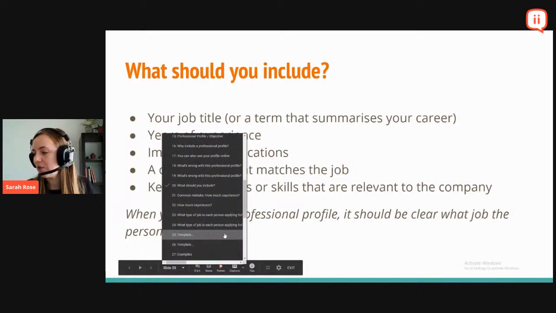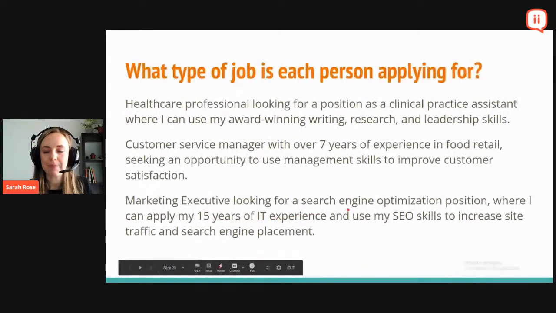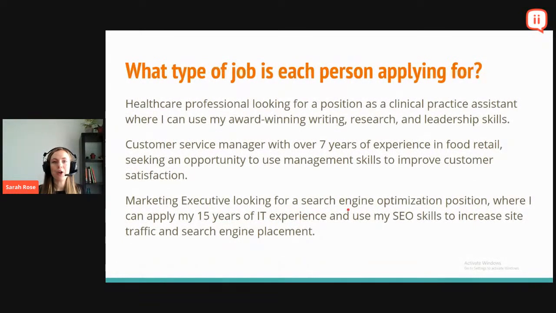So what I want to do now, I'm just thinking of the time. Let's have a look at some more examples of good examples. And then we will look at a template so that you can write your own. Okay. So here are three examples. Now, like I said, when we read the professional profile, we should be able to know what job the person is applying for. So as I read these through, can you see, is it clear what job this person wants?